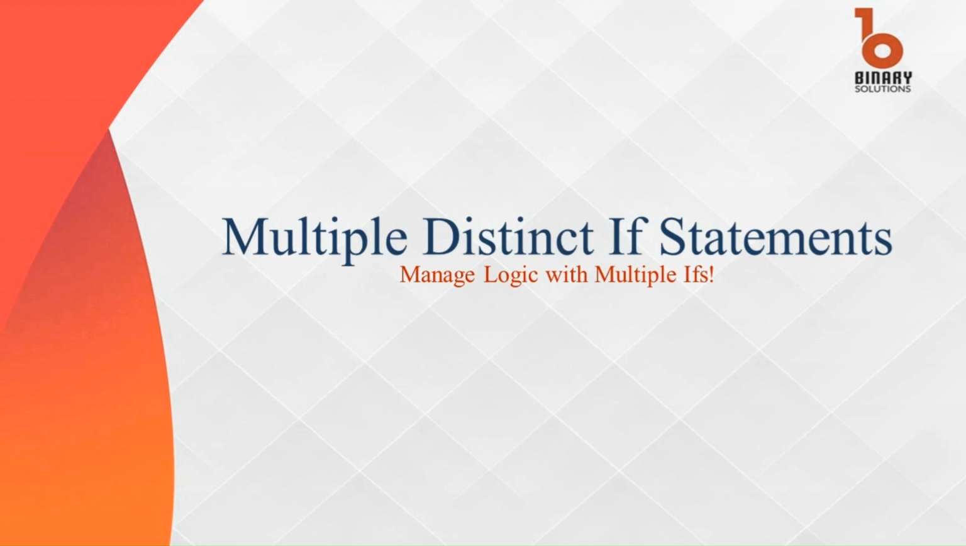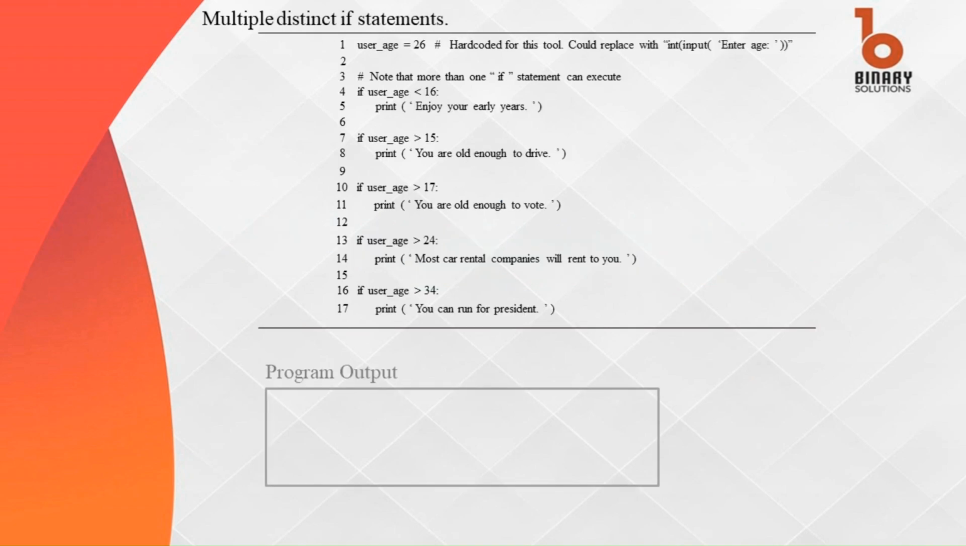Multiple distinct if statements allow a program to evaluate several independent conditions, where each if statement is checked individually. In this program, the variable user age is initialized to 26, though it could be replaced with user input for flexibility. The program consists of multiple distinct if statements, each checking a different condition based on the user's age.